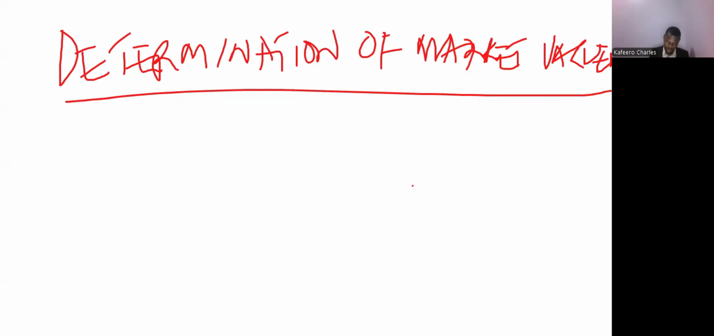We had promised that we are going to be looking at the determination of market values that we are going to use in a computation of our work. So, determination of market values.